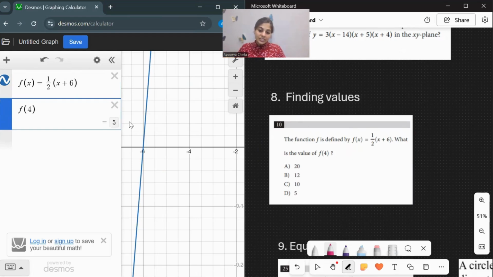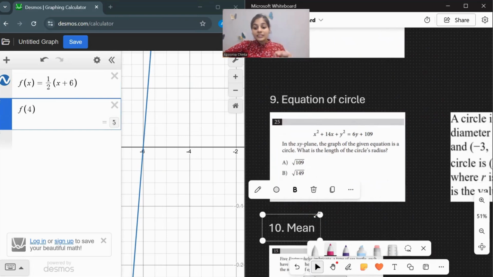Or this is very simple that I can do it manually. I can just put x equals 4 and write it as 1 over 2 into 4 plus 6, that is 10. So 10 over 2 is equal to 5. So the answer is option D, that is 5.